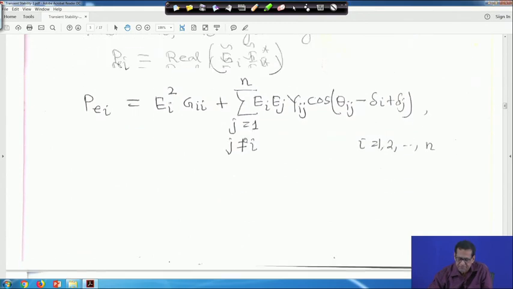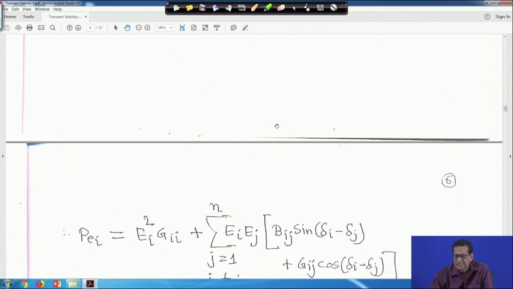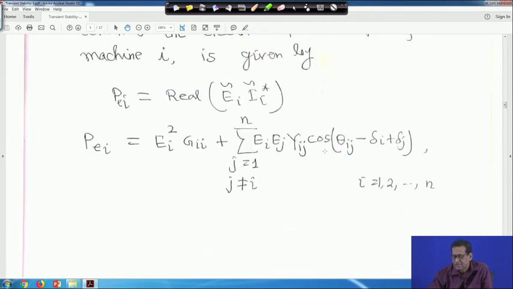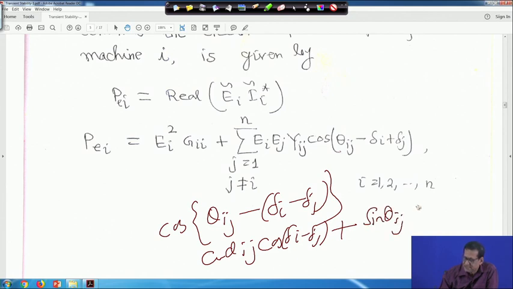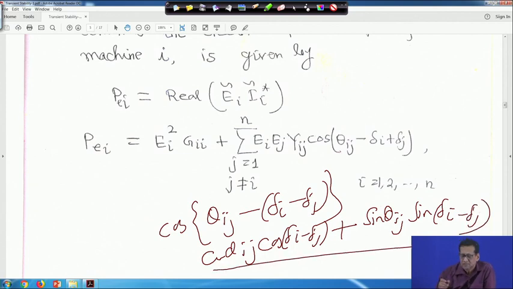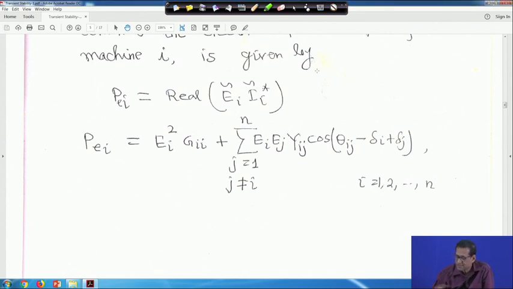Next is that term, cosine theta ij minus delta i minus delta j. Before going to that, we can write this as cos a cos b plus sin a sin b. So cos theta ij cos of delta i minus delta j, plus sin theta ij sin of delta i minus delta j. That is what we have done here.